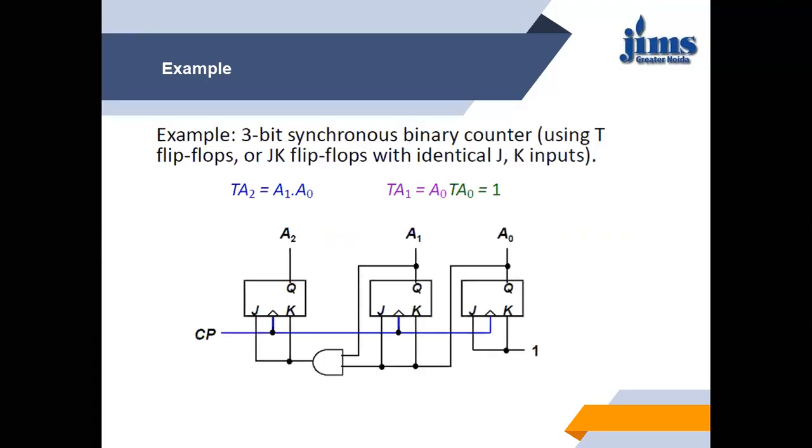So here is your circuit diagram. I have used JK instead of T because if J and K both are shorted, then it will act as a T flip-flop. Again, you can see with the blue line, the clock is common to all the flip-flops. First, draw 3 flip-flops, A0, A1 and A2. Here A0 will be your LSB and A2 will be your MSB.